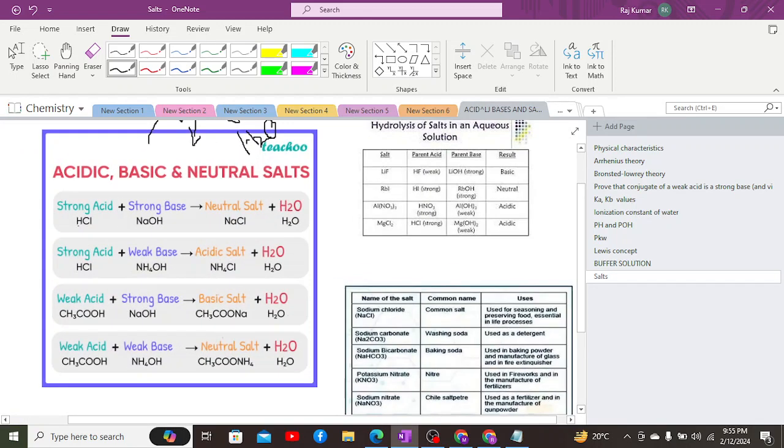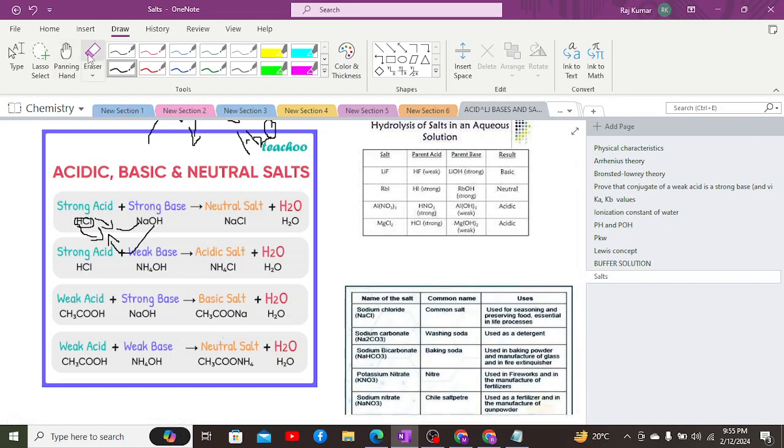Let's suppose we have HCl acid. In HCl acid we have the positive part as H. So the positive part and negative part will go out, due to which the cation will be obtained from the base, and the anion, which is the negative part chloride, will be obtained from the acid.